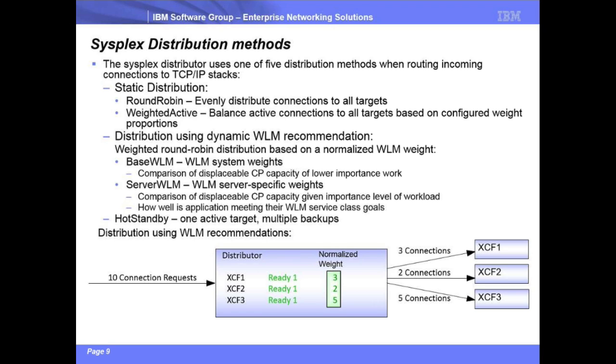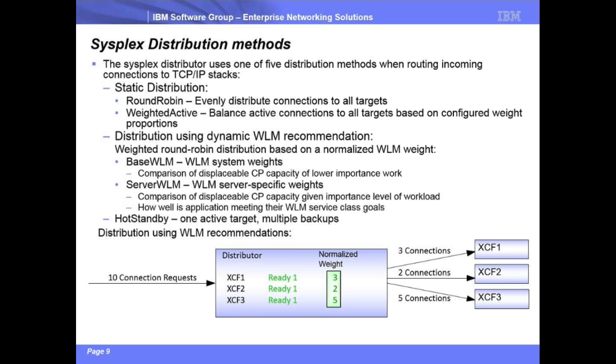Then the final distribution that's used when routing to TCP/IP stacks is Hot Standby. So if Hot Standby is configured, we only want to have one application being used at a time. So all connections would be directed to that target. Multiple hot backups would be configured, but one of those backups would only be used if the currently active target was no longer available.